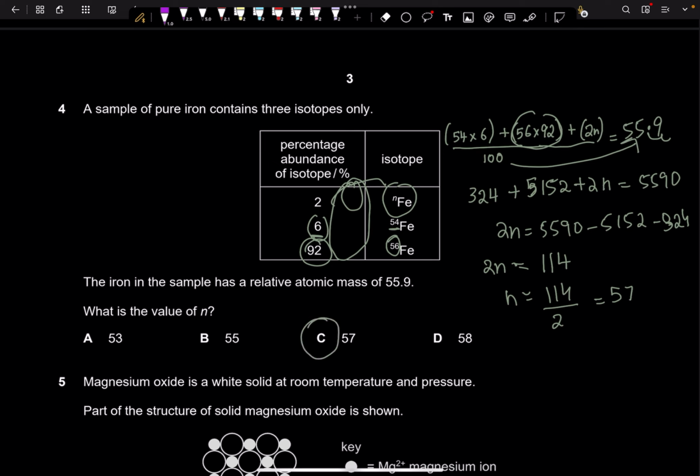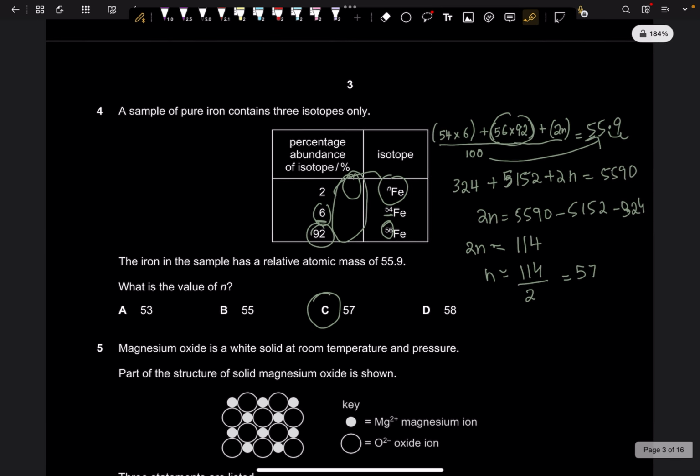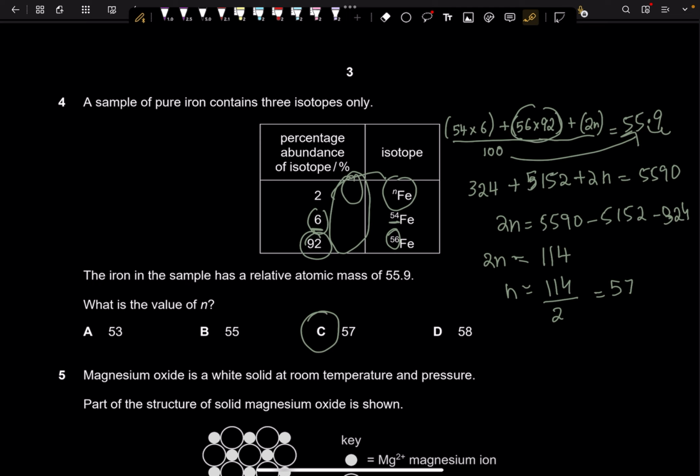So that is how we calculate it, by using a formula. Now some of you might think that there's another way of calculating it. Some people can do it mentally as well, by looking at the percentage abundances and the isotopes. But it's very difficult when you have 3 isotopes to do it mentally. With 2 isotopes it's fine, but 3 isotopes is way too confusing. So it's best to stay on the safer side and use the formula.